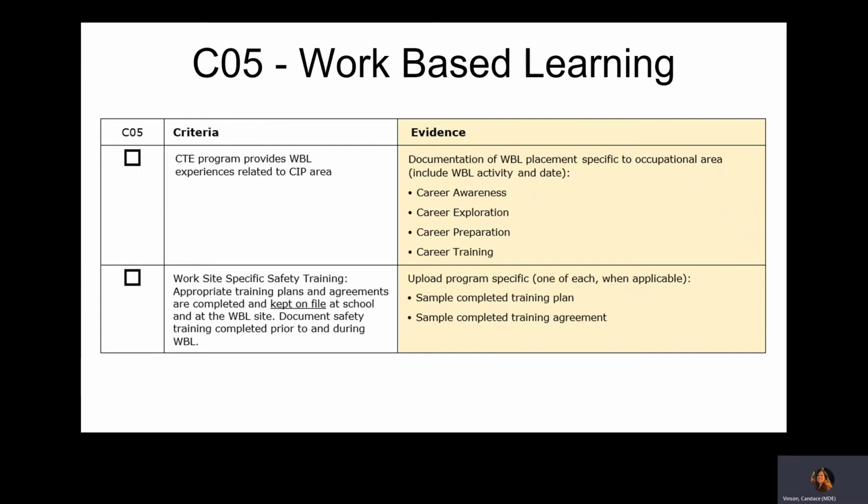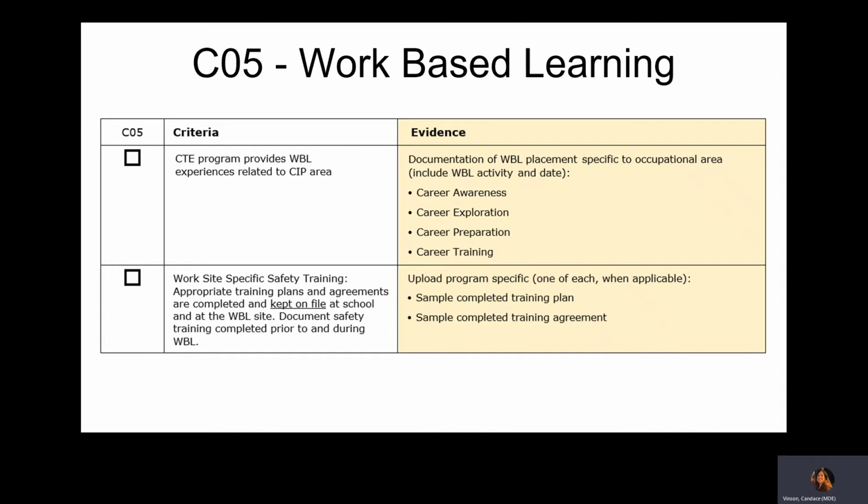In CO5, there are two areas for evidence. The first area is to identify what work-based learning took place within the program. Second, you will see work site-specific safety training. This is training that has been provided on the work site by the employer.